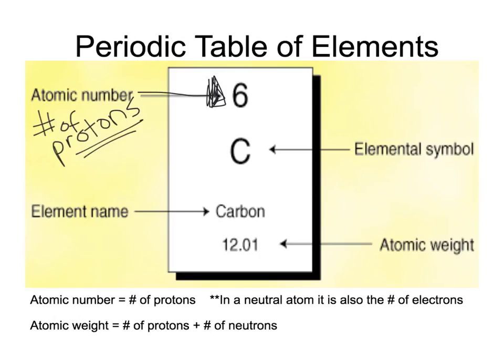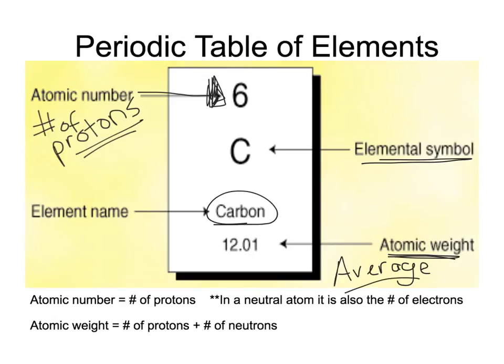Under that atomic number is the symbol for the element. Next comes the name, and then finally an atomic weight. It's a decimal because it's actually an average weight, because not every single atom of carbon has the same mass, because sometimes the neutrons change, and neutrons contribute to the mass. And so the number there is a decimal because it is an average.